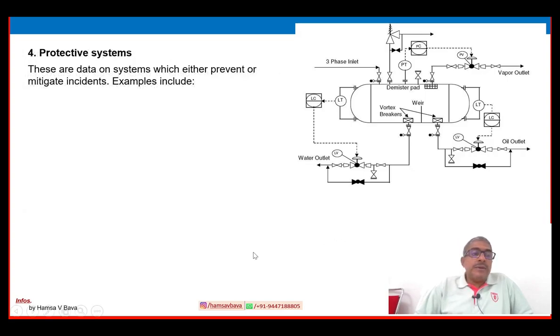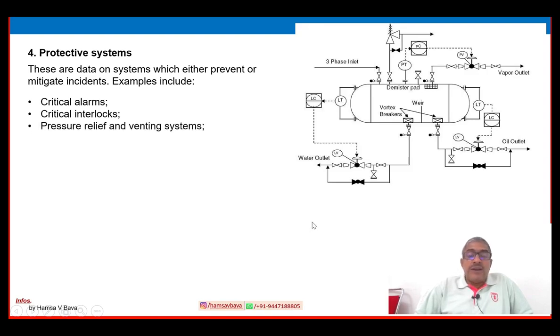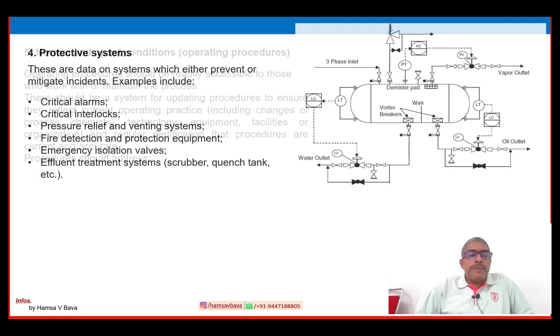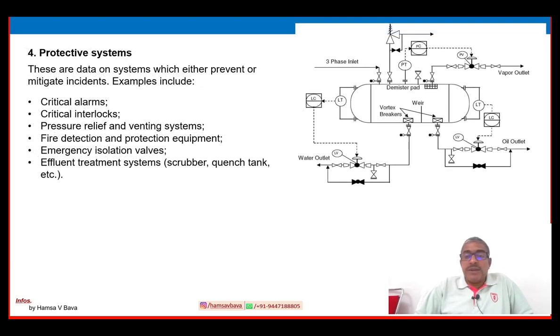Protective system is another one. This is data on systems which either prevent or mitigate an incident. Examples include critical alarms, as I said, level alarm, pressure alarm, flow alarm, temperature alarm, and whether any other alarm is required or not. Critical interlocks, pressure relief and venting system, fire detection and protection equipment, emergency isolation valves, effluent treatment system, scrubber and knockout tank, etc. So this information is provided in the protective system area.